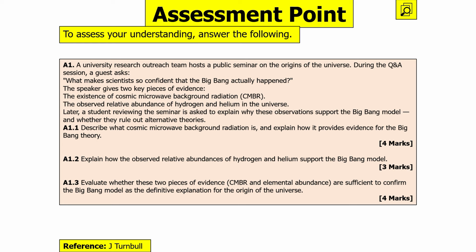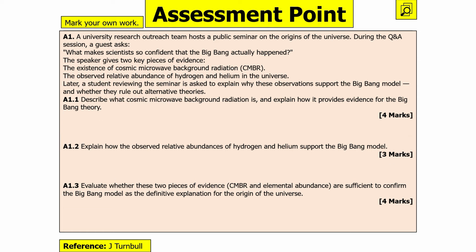Describe what the cosmic microwave background radiation is and explain how it provides evidence for the Big Bang theory. Explain how the observed relative abundances of hydrogen and helium support the Big Bang model. Then evaluate whether these two pieces of evidence are sufficient to confirm the Big Bang model as the definite explanation for the origin of the universe. So pause the video now, then unpause the video when you want to go through your answer.